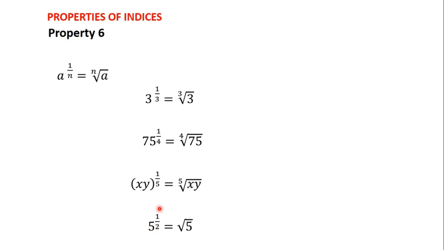So if it's 5 exponent 1 over 2, it is written as the square root of 5. If n is 2, then your answer is the square root of the number. Okay, so 5 exponent 1 over 2 is equal to the square root of 5. So if you have a exponent 1 over n, it's written as the nth root of a.